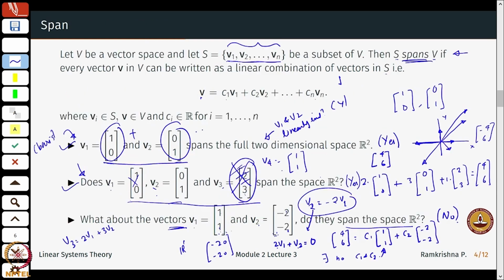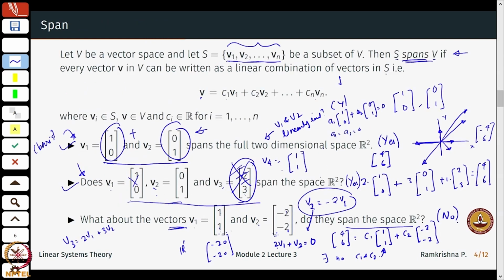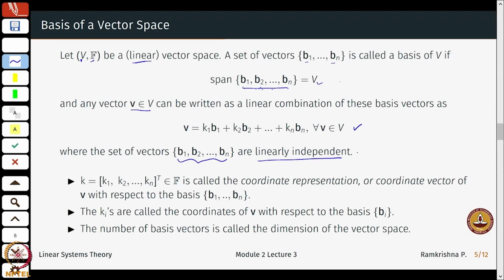Whereas in the first case I can never write some constant a1 times (1, 0) plus a2 times (0, 1) equal to 0. This is possible if and only if a1 equals a2 equals 0. You can solve them as simultaneous equations if you don't understand what I am trying to say over here. So these are a couple of examples of linear dependence and independence, how they are related to the span, and from the span how we define the basis of a vector space.